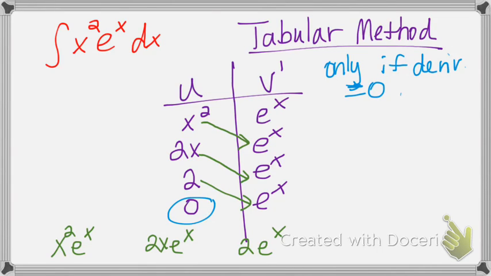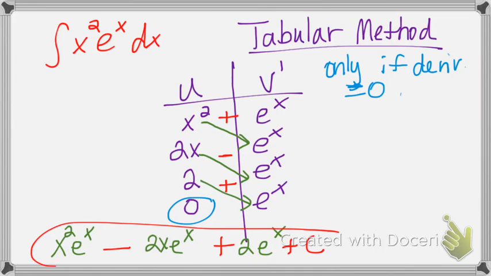And the signs alternate. The first one is positive, the second one's negative, and the third one's positive. First one is always positive. If there were negatives or something on those others, you would multiply that by those. But in this case, it's going to be positive, negative, positive, plus c, and so that would be the answer instead of having to do what you did in number 1 and number 2.